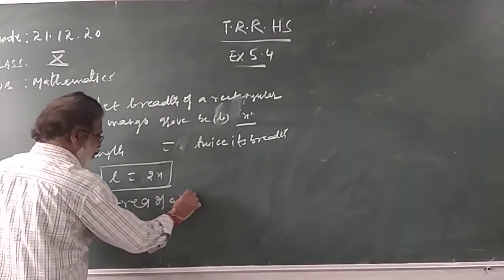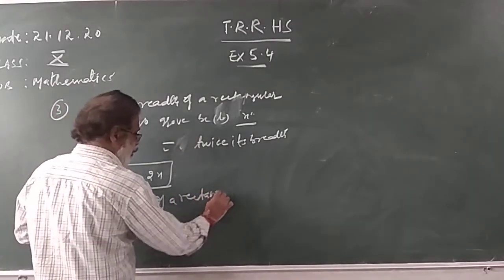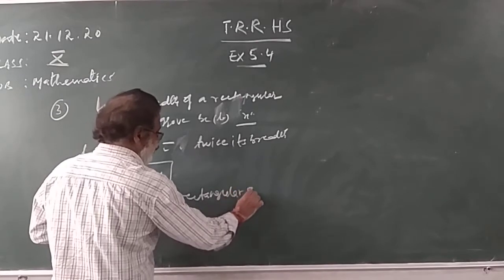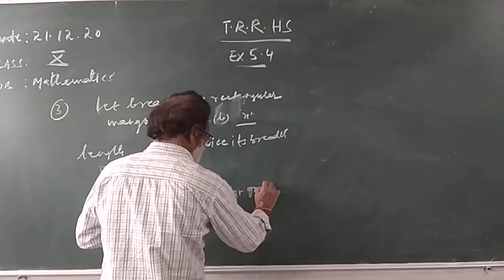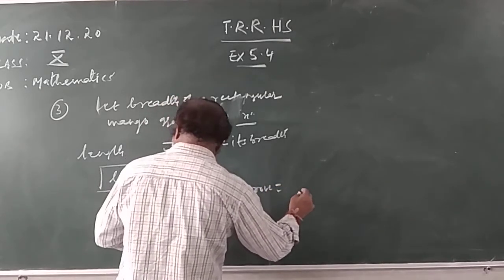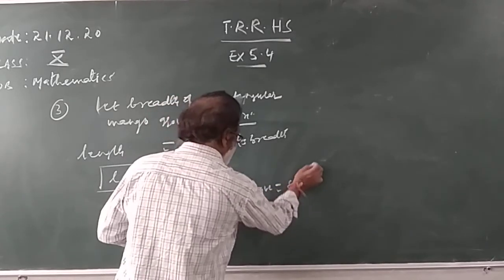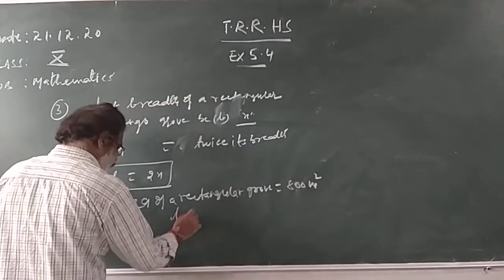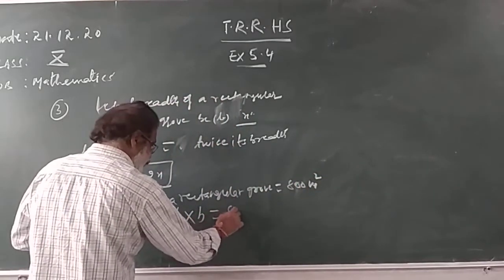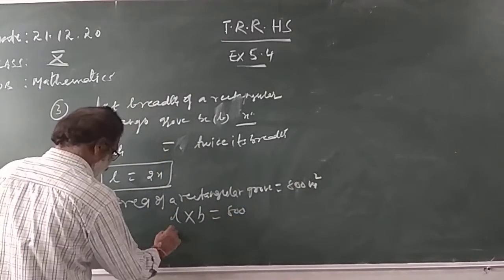Area of a rectangular grove is equal to 800 square meters. Area of rectangular grove formula: L into B is equal to 800.